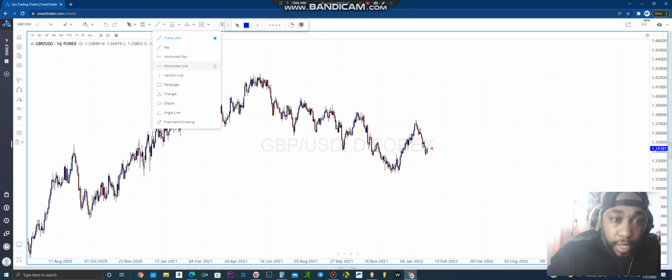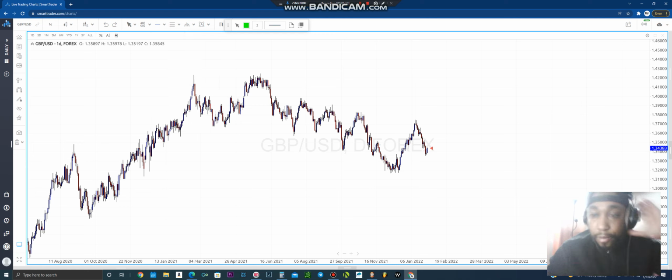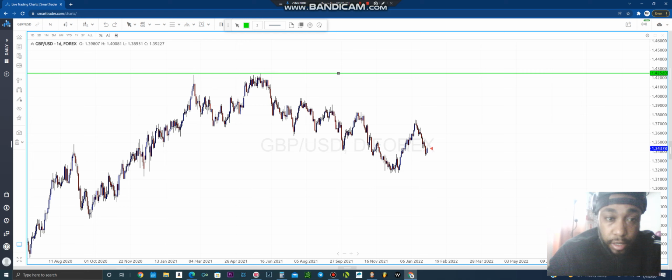What you want to do is get a horizontal line, right? And you want to mark off, this is a daily chart, exactly where the market turns and where there's a reaction. So right around this level here, you can put two horizontal lines. Put another one right here, right? So you know this area is a significant level now because we got a tap, right?